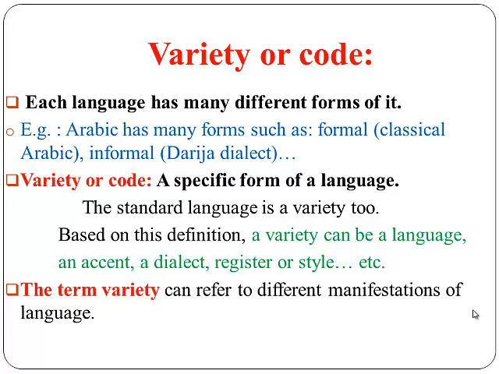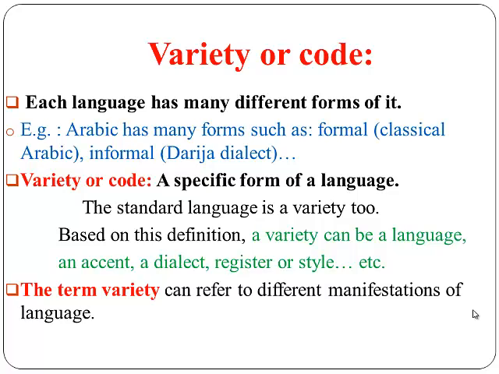A variety or code. Each language has many different forms of it. Example, Arabic has many forms such as formal, classical Arabic, that is very superior, the language of the Quran, the language of the politician. And we have the informal Arabic, which is Darija dialect. A variety or code is a very specific form of a language. The standard language is a variety too.